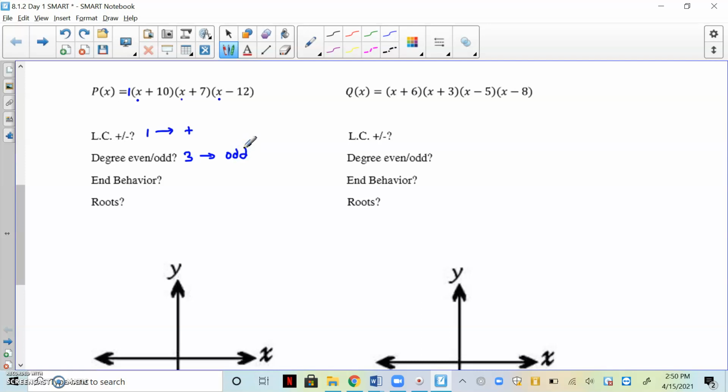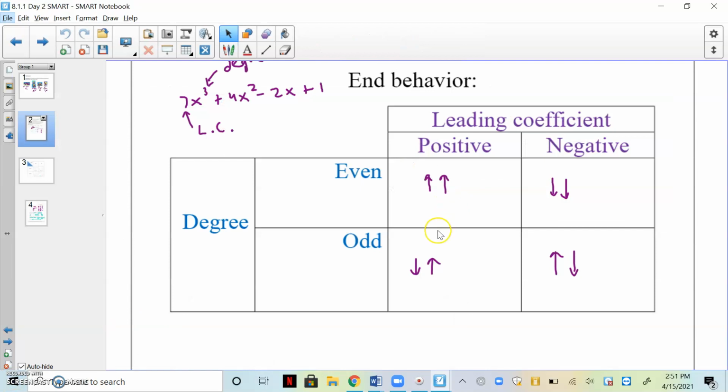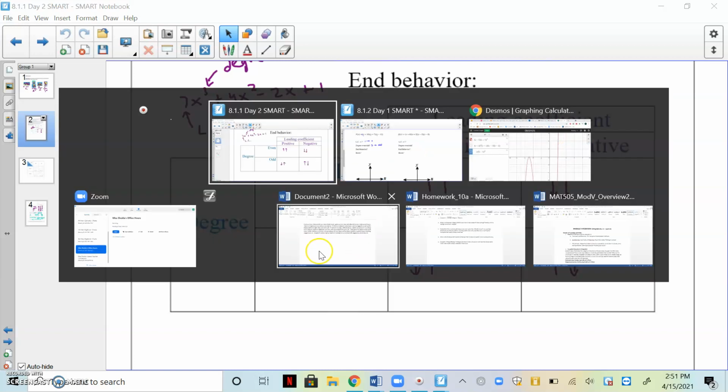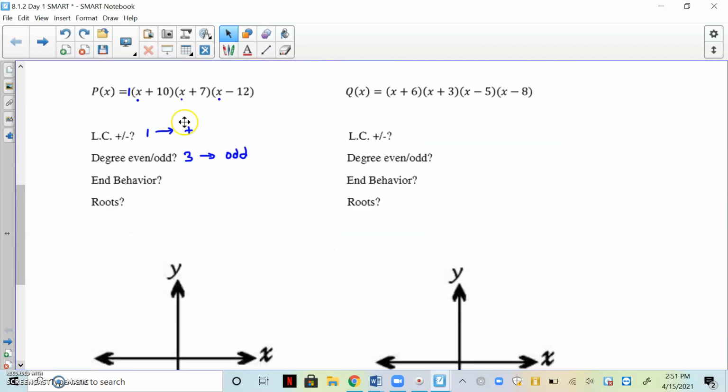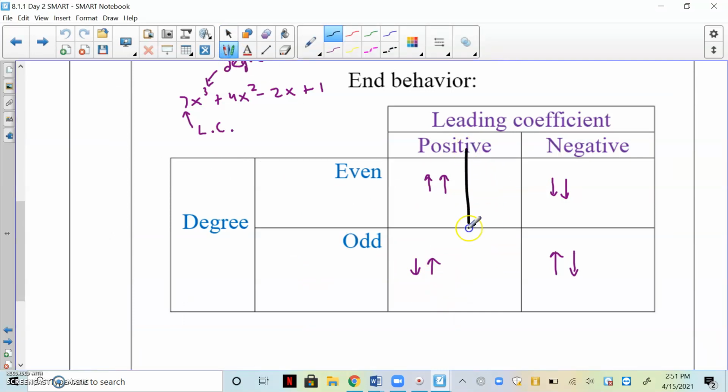All right, now end behavior, we use that table that we referred to. Let me pull that up. Here we can see that we have some combinations of leading coefficient signs and degrees. So if we go back to our problem, we have a positive leading coefficient and an odd degree. So positive and odd goes with down, up. So down, up is what we're going to be going with here.